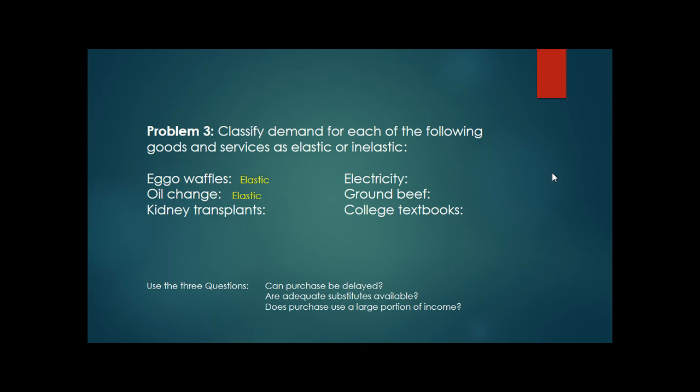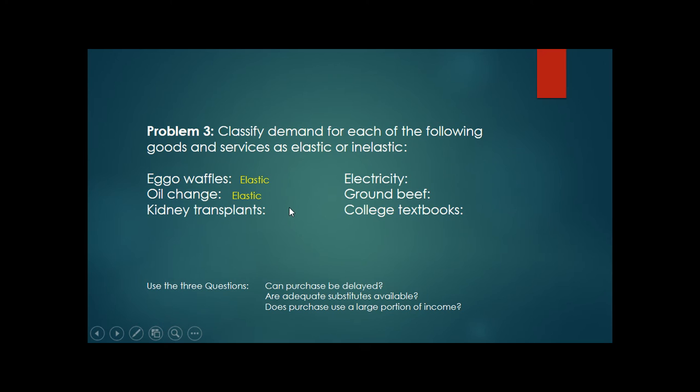There it is, because you can go to any kind of different station. You can do it yourself, so it's going to be elastic in that way. And does it constitute a large portion of your income? Not really. We're looking at $50 every 4,000 or 5,000 miles, depending on your car. Okay, so in that case, oil change is elastic.